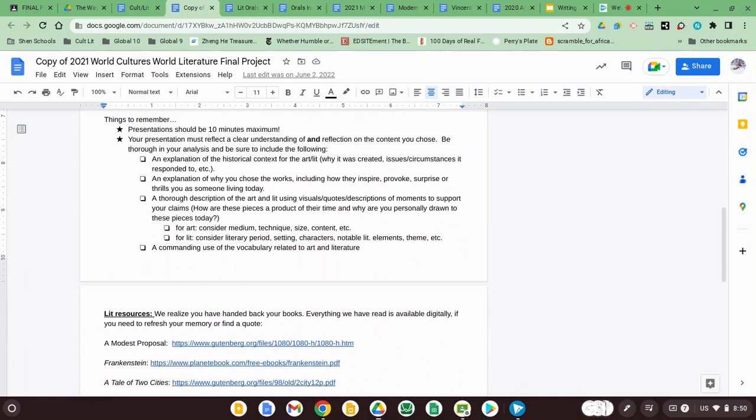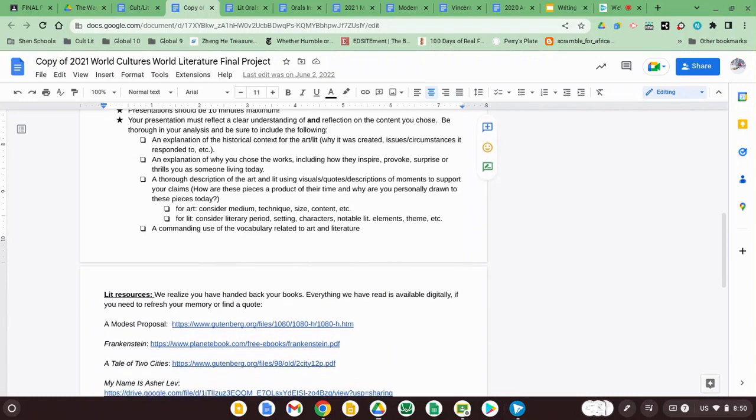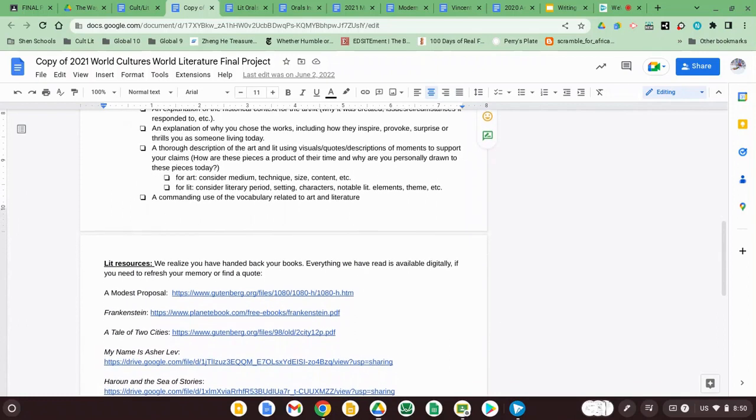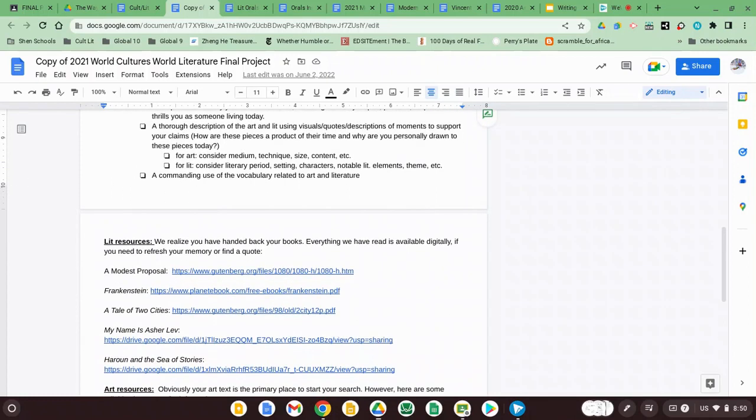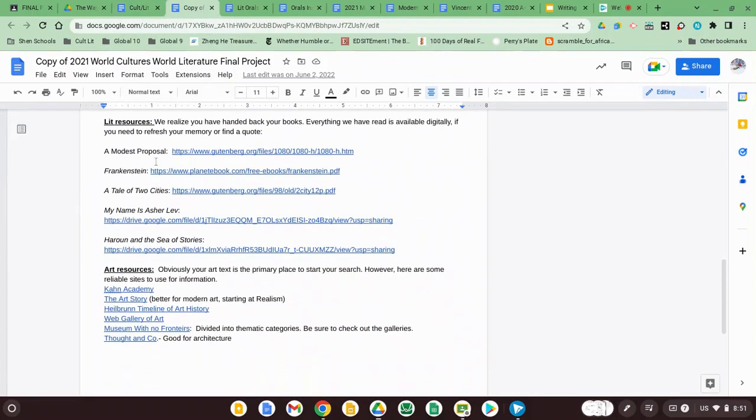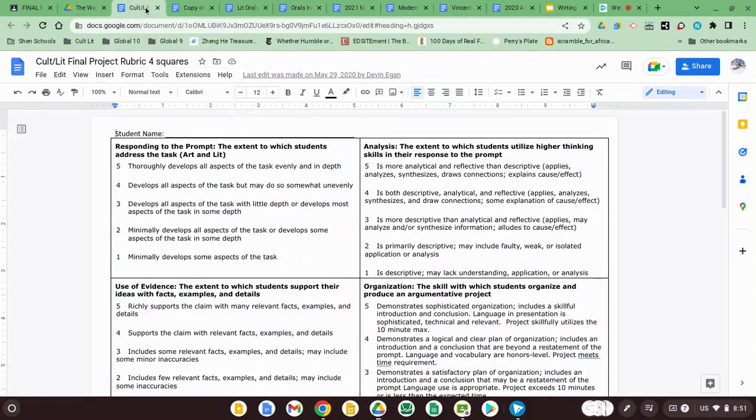We really want the kids to reflect their understanding of the content that they chose. So they have to talk about the historical context. Why was it created? What are some issues or circumstances it responded to? They have to explain why they chose those works for themselves, and also have a thorough description of the art and the lit, using quotes, breaking down the art, talking about the medium, talking about technique, maybe the size of the art. For the lit, we ask them to consider the lit period. We ask them to maybe consider some lit elements, the setting, and then they put it all together in a presentation. I wanted to really quickly show you the rubric.